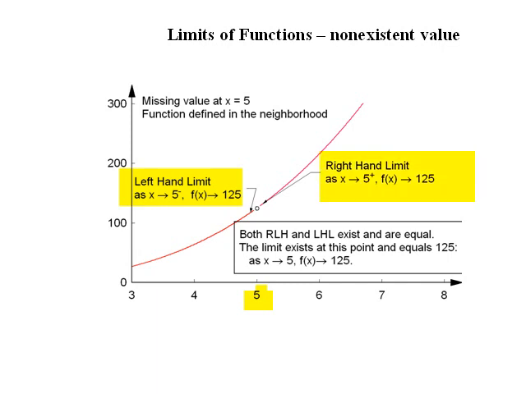We can find the right-hand limit by starting above 5, at 5 plus, and working down towards 5. Again we find that the limit of f of x is 125, then we can say both the right-hand limit exists and the left-hand limit exists, and the two values are equal. Therefore, the limit exists at that point, and that limit is 125.